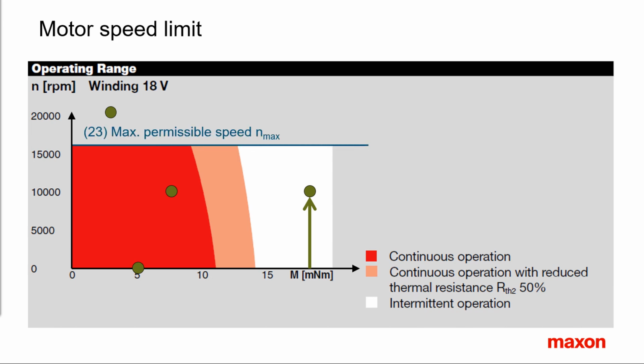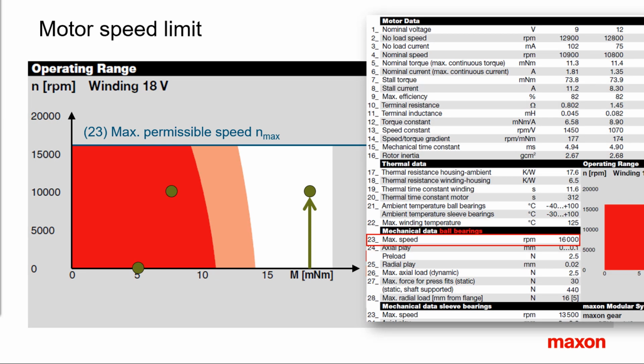The maximum permissible speed corresponds to the upper limit of the operating range diagram. In our case here, the operation point with the highest speed cannot be covered. We would need a different motor with a higher speed limit. However, if this high-speed operation is not needed, the original motor is good enough. The speed limit of maxon motors can be found in line 23 in the mechanical data section or in the diagram.